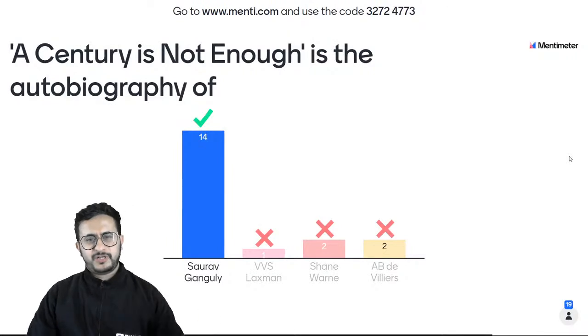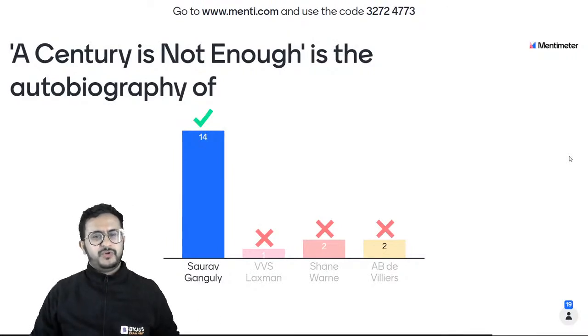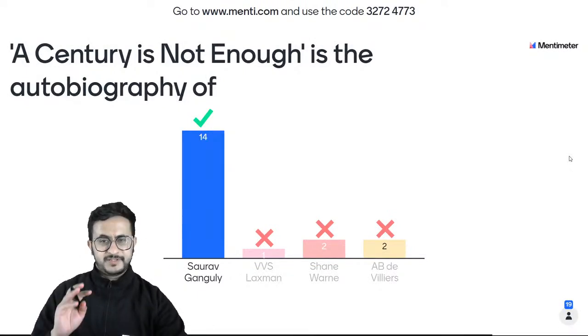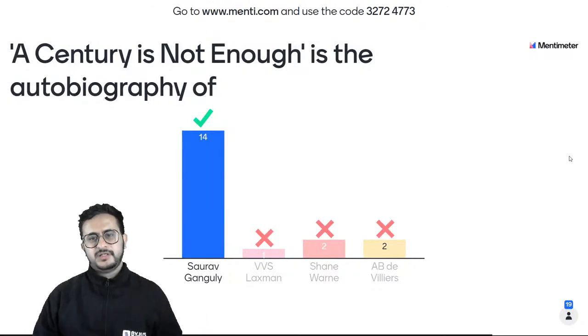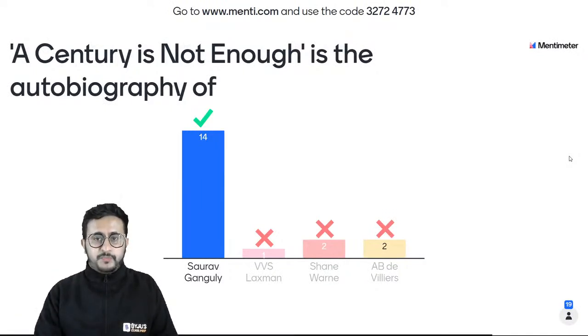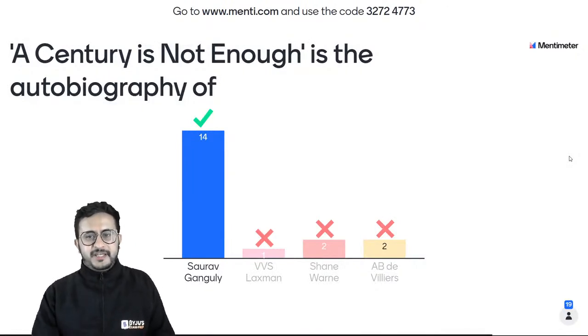VVS Laxman has an autobiography with something like 281 and Beyond, I think, because I remember that his highest score is 281. Shane Warne's autobiography was No Spin. He was a famous cricketer who passed away recently. And for A.B. de Villiers, the autobiography is A.B.